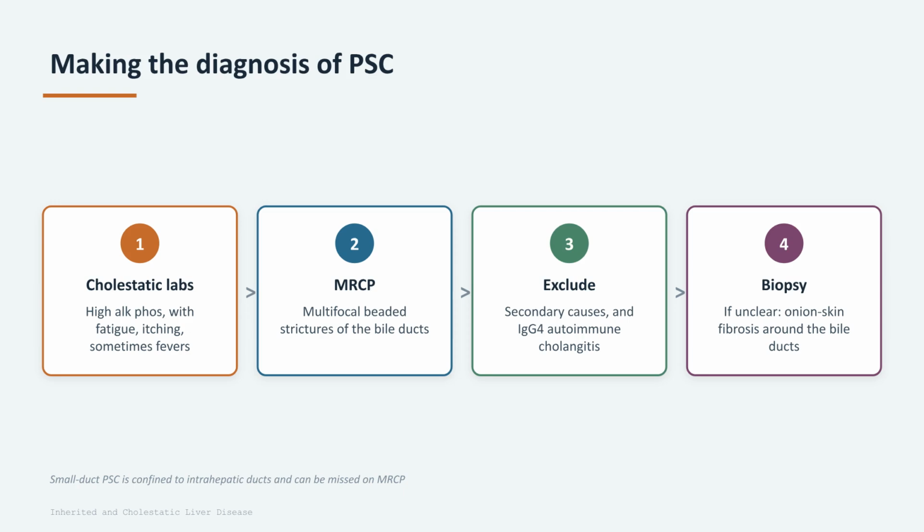Step 3. Exclude secondary causes and immunoglobulin G4, autoimmune cholangitis. Step 4. If imaging is unrevealing but suspicion remains, biopsy. The classic finding is onion skin fibrosis around the bile ducts.